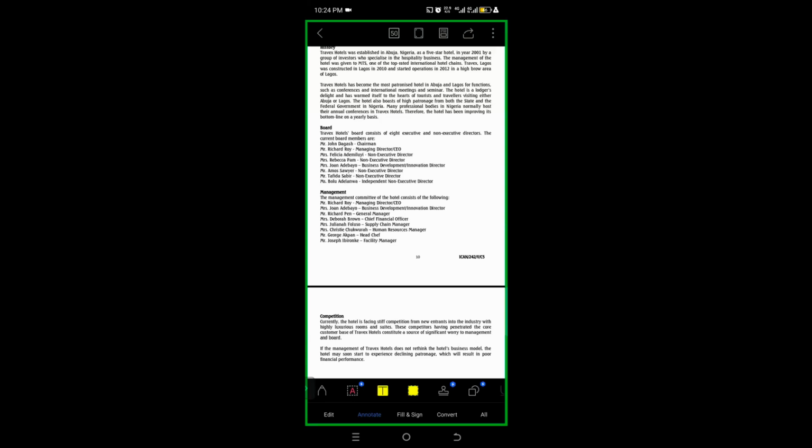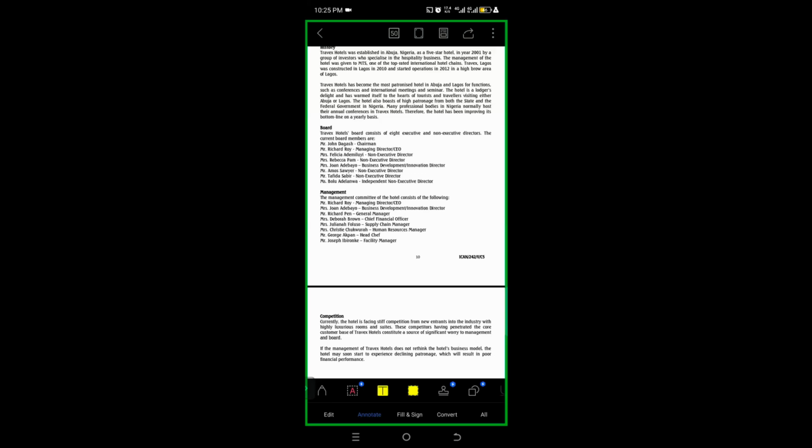In addition, the composition of the management committee too is balanced because we have the managing director, CEO, that is Richard Roy. We have the business development or innovation director, general manager, chief financial officer, and what have you. So they don't bring all the power in the company into the hand of one person. There is a separation of responsibility, portfolio, and assigned tasks.